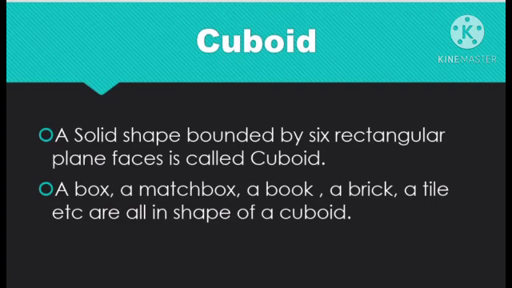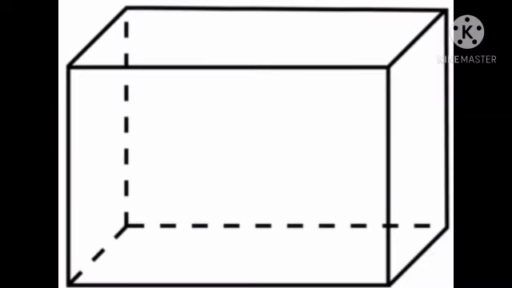So what is cuboid? Cuboid is a solid shape bounded by 6 rectangular plane faces that is called as cuboid. मतलब एक ऐसा solid shape जिसके 6 rectangular से जो bounded है और उसके plane faces हैं, that is called as cuboid. And the examples of cuboid are a box, a matchbox, a book, a brick, a tile, etc. These all are in the shape of cuboid. You can see this picture of cuboid.